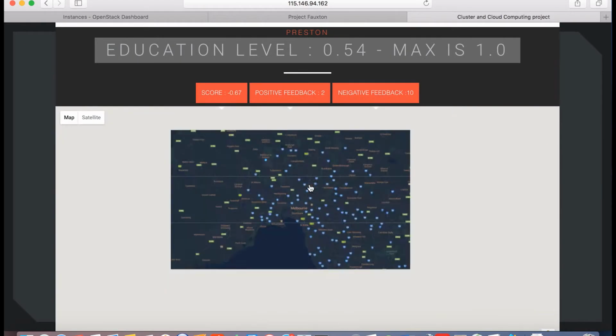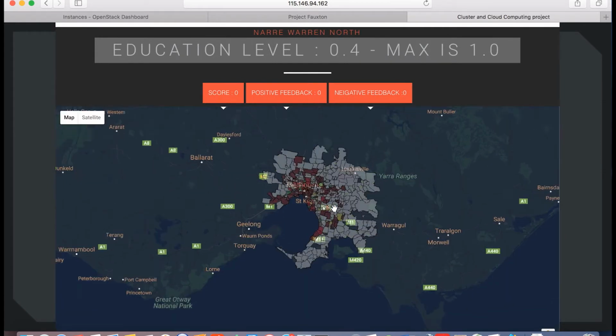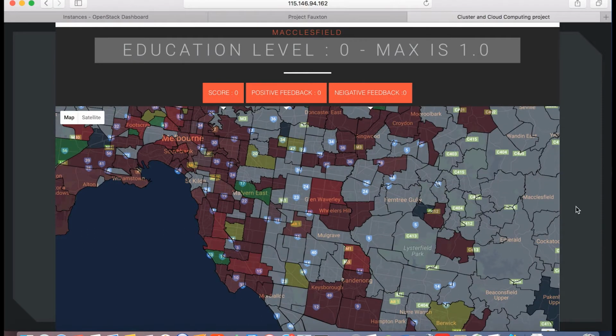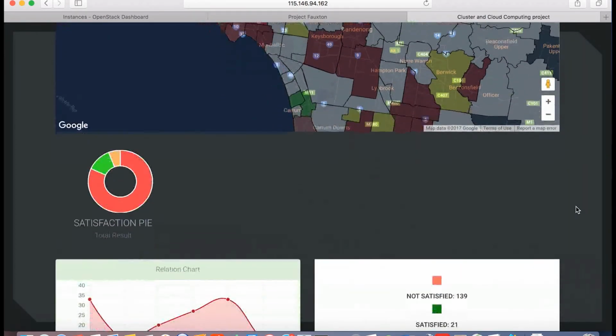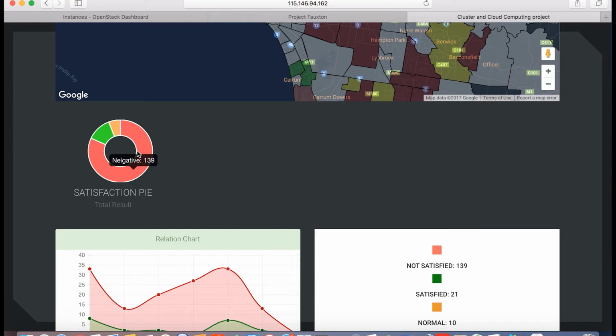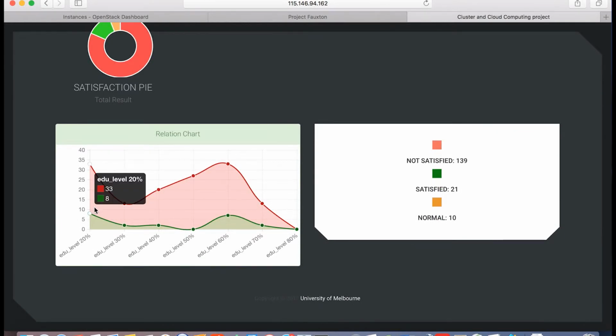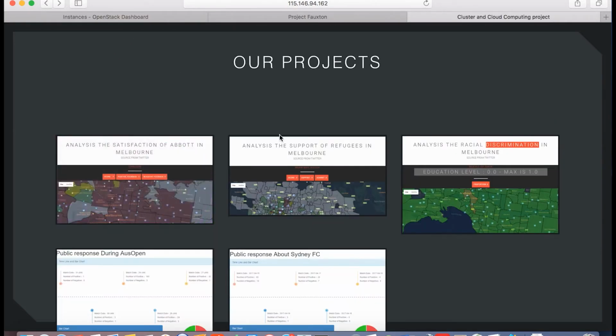Our group decided to use a simple algorithm to figure out the education level of different suburbs, which is based on the data from the AURIN. It is easy to show that most of the people, from both the higher education level and the lower education level, are all not satisfied with the performance of Tony Abbott.